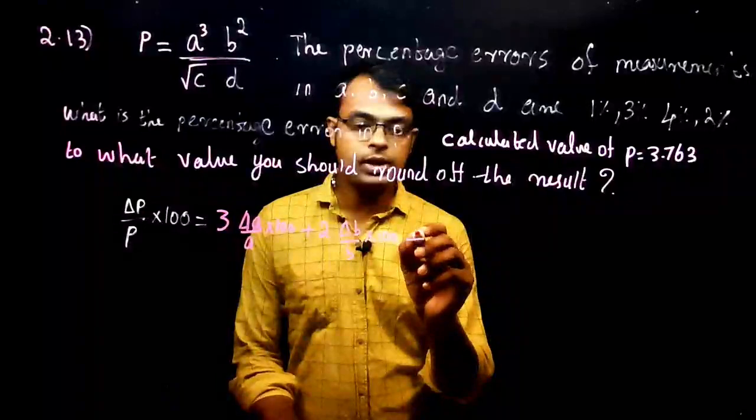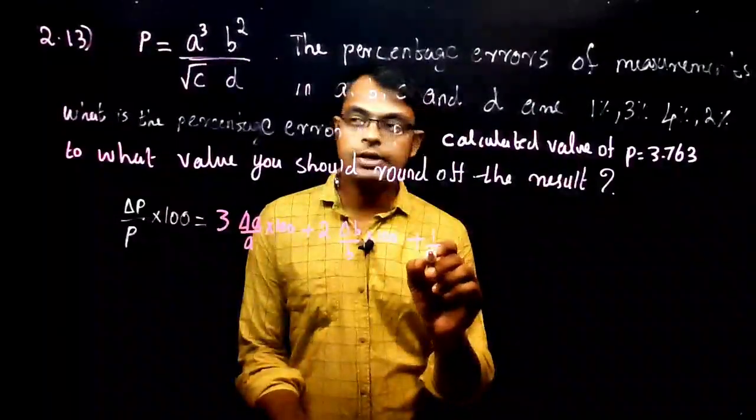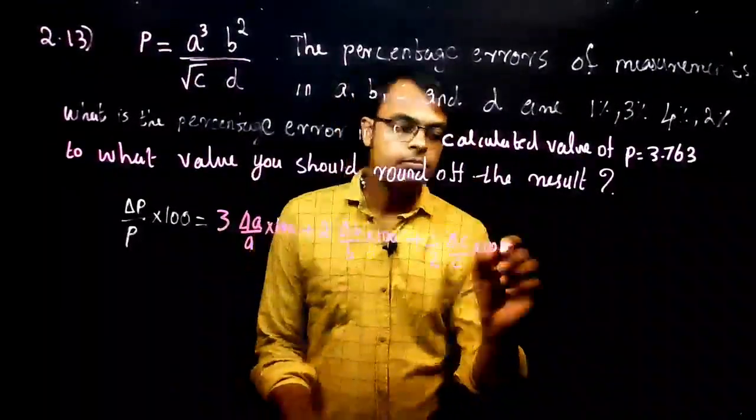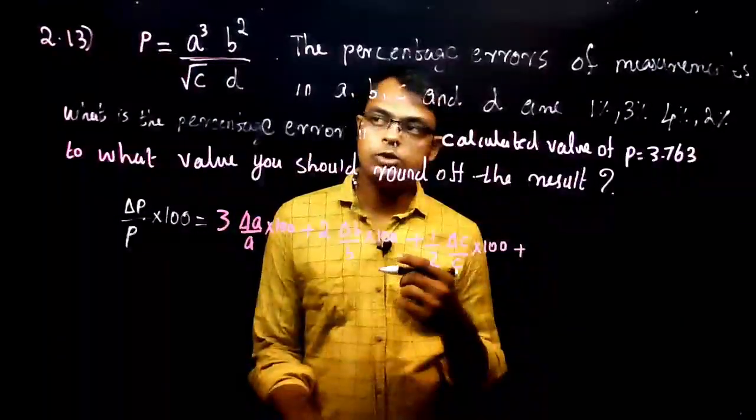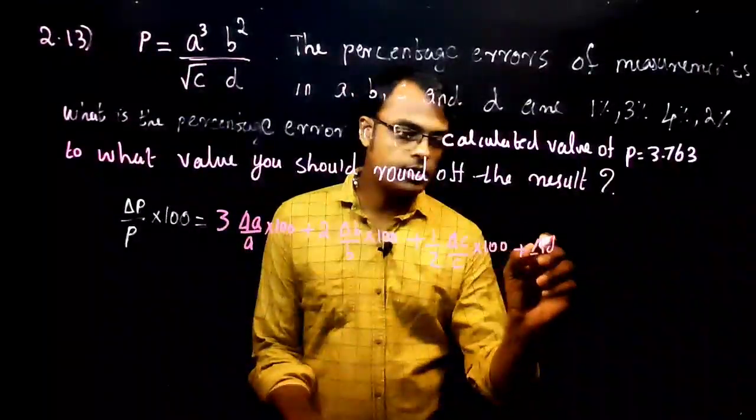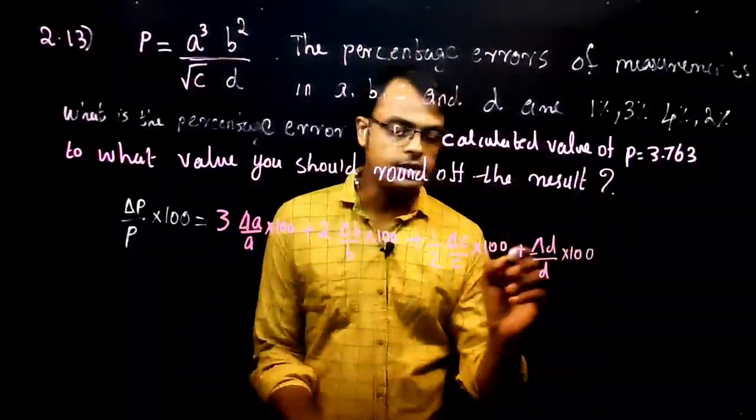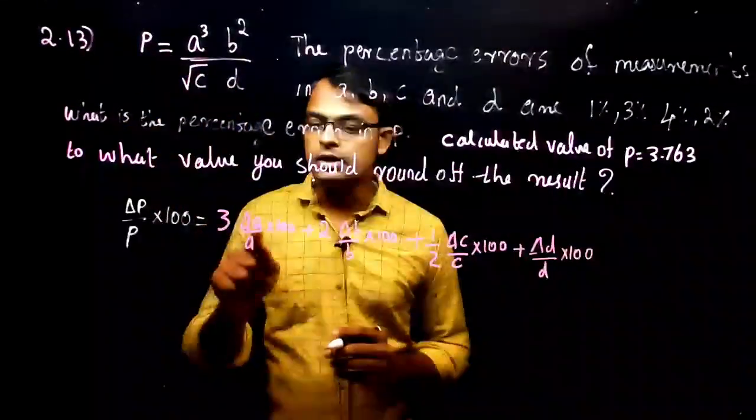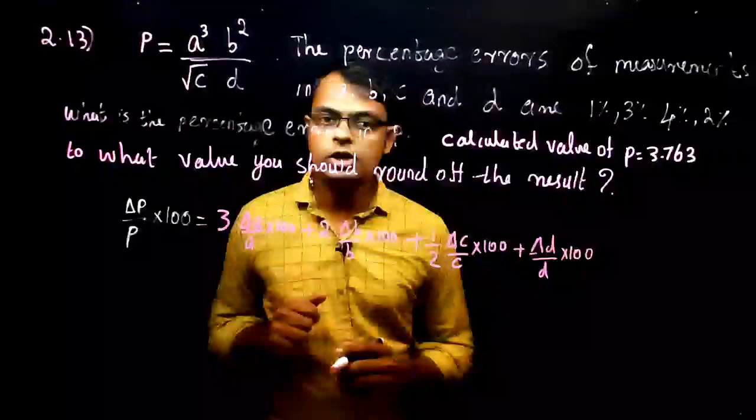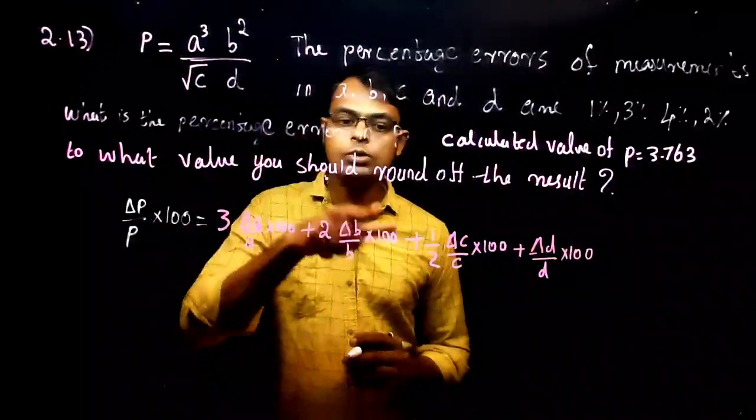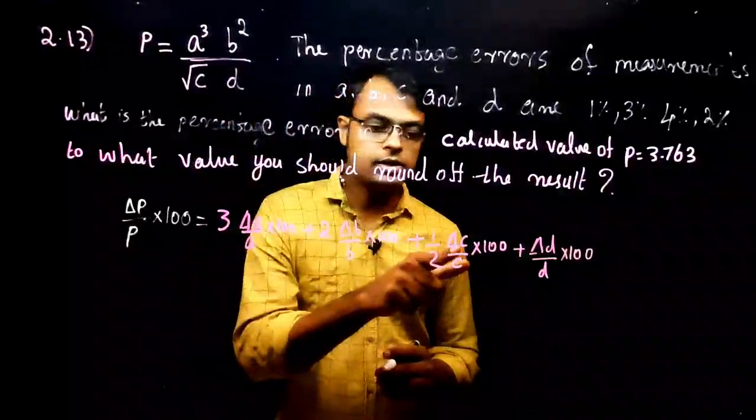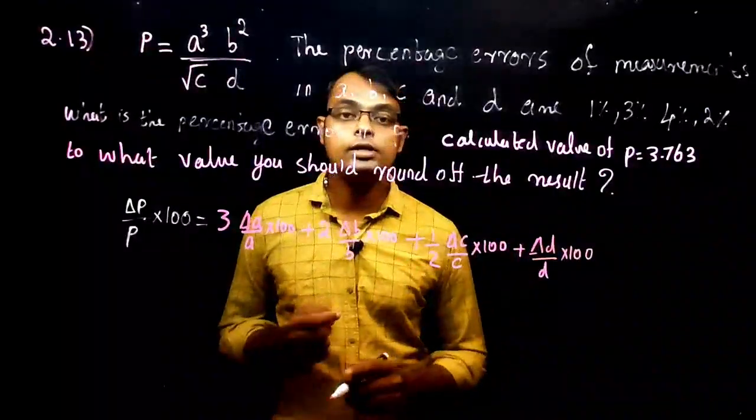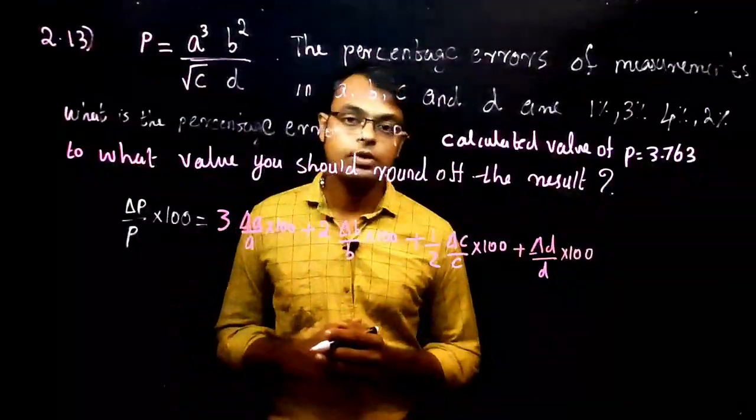So we can write here plus, we are adding all the errors, right? So 1 by 2 into delta C divided by C into 100 plus D now. What is the power of D? Only 1. So we can write here delta D divided by D into 100. So let me tell you, delta P by P into 100 is the percentage error in the physical quantity P. Delta A by A into 100 is the percentage error in A. Delta B by B into 100 is the percentage error in B. Delta C by C is called what? Percentage error in C. And delta D by D into 100 is the percentage error in the measurement of D. Now the values are given.